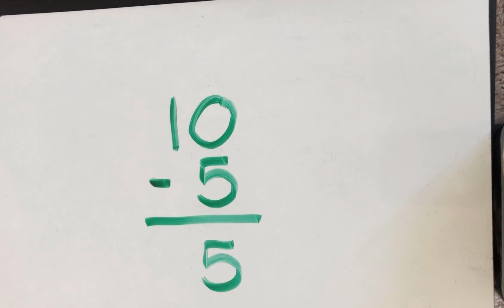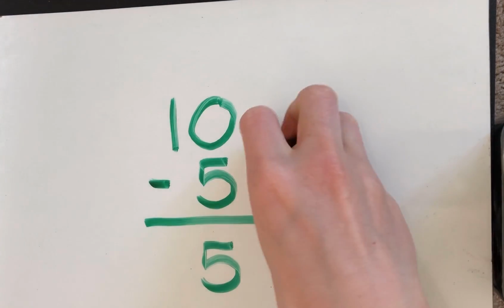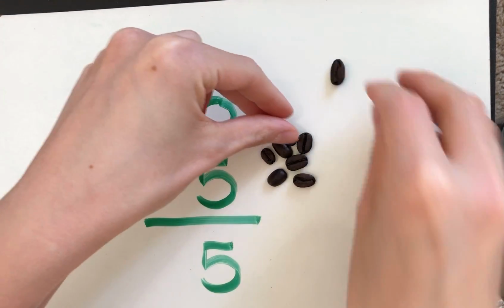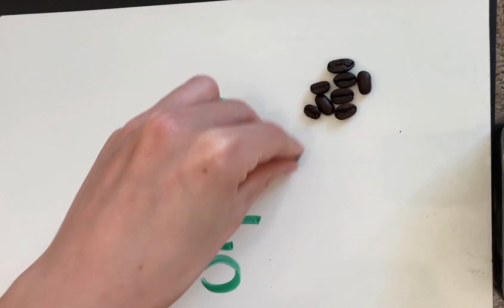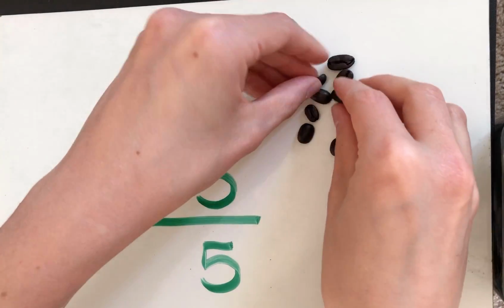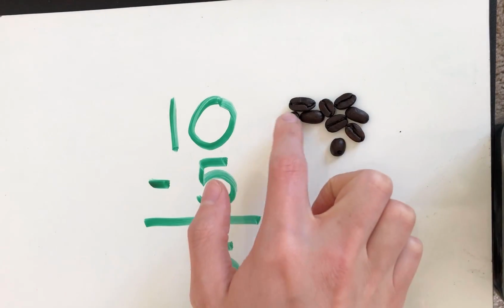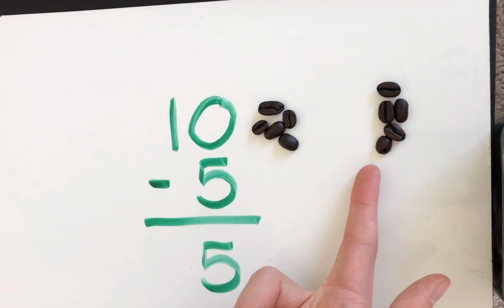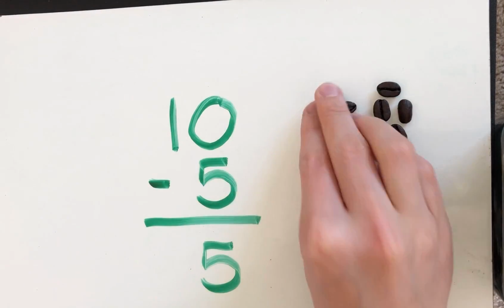So I'm going to show you guys with these beads, or these beans. So I have 2, 4, 6, 8, 9, 10. And if I were to count out half of them, 1, 2, 3, 4, 5, I should have 5 on the other side, right? So 1, 2, 3, 4, 5. And that would be half.